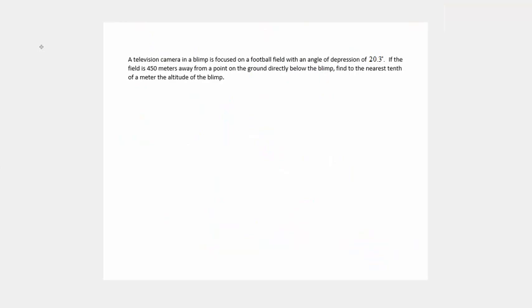A television camera in a blimp is focused on a football field with an angle of depression of 20.3 degrees. If the field is 450 meters away from a point on the ground directly below the blimp, find to the nearest tenth of a meter the altitude of the blimp. Okay, well, without a picture, we won't be able to do too much with this. So let's get a nice picture going for this.